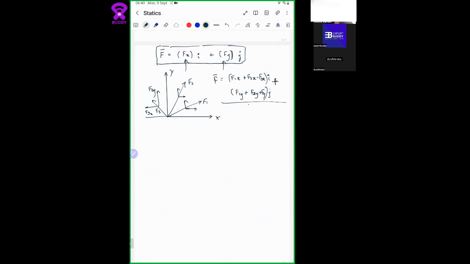You have the summation of all the x's, that is F1x, F2x, whatever, and you have the summation of Fy, that is F1y and F2y, or whatever. It can be positive, negative, whatever. So you have the collection of all these forces. Now what you're going to do is find the resultant. We didn't find the resultant here. So the resultant will be the magnitude of the square root of the summation of Fx squared plus the summation of Fy squared.